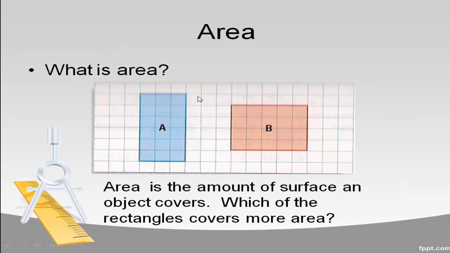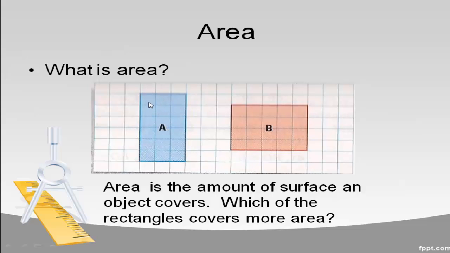What is area? That's the question here. Well, the area is the amount of surface that an object covers, and it asks you which covers more area, A or B. The way to answer that is, when we think of area, we think about square units. Each of these squares measures 1 by 1, and the amount of squares that this object fills up, that's the area that it covers.